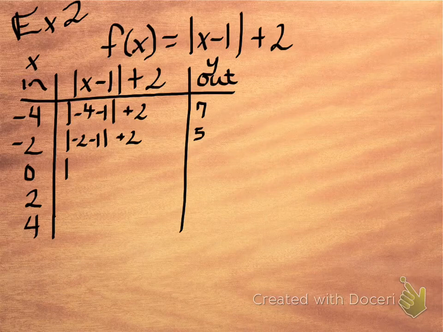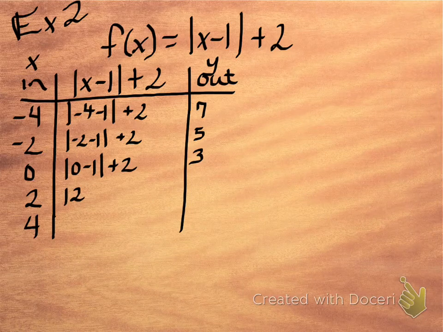The absolute value of 0 minus 1 plus 2, so the absolute value of -1, which is 1, plus 2, 3. Now I'm going to go to 2. The absolute value of 2 minus 1, which is 1. The absolute value of 1 is 1, plus 2 gives me a result of 3.